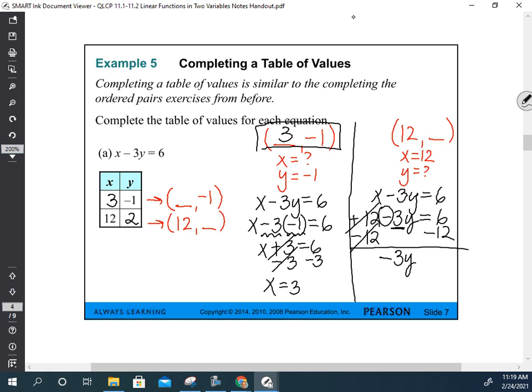Nope, because those are two separate problems. This row and that row are two separate problems. Each row on the table is its own separate problem. But you are right, you do get 2.